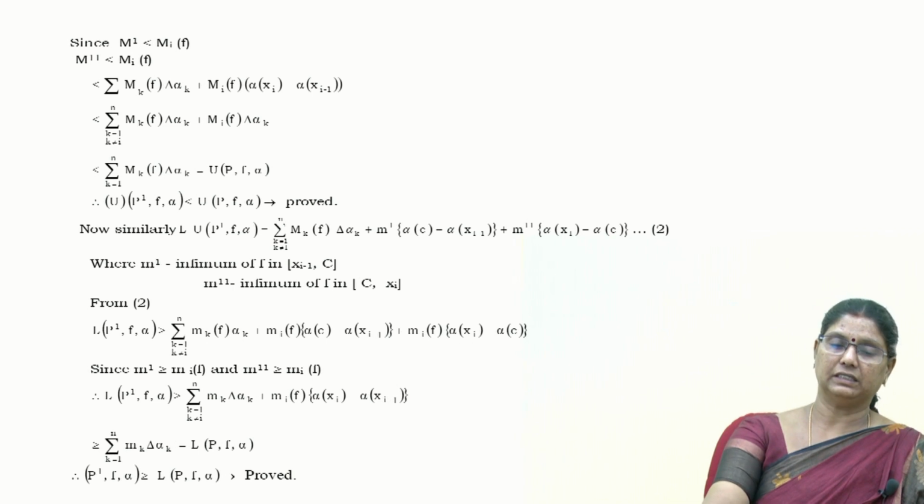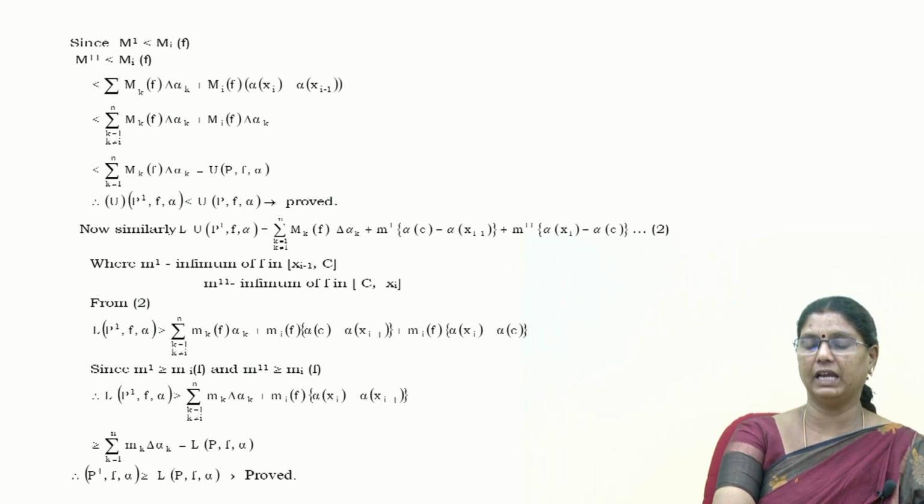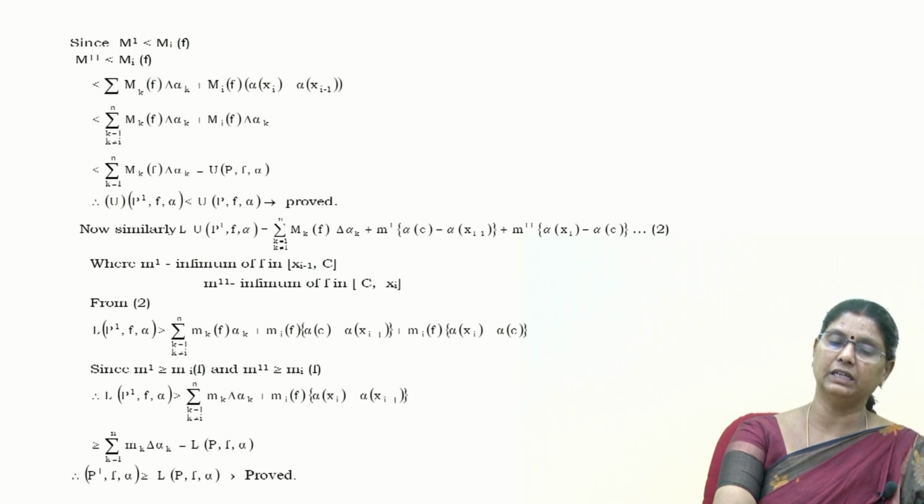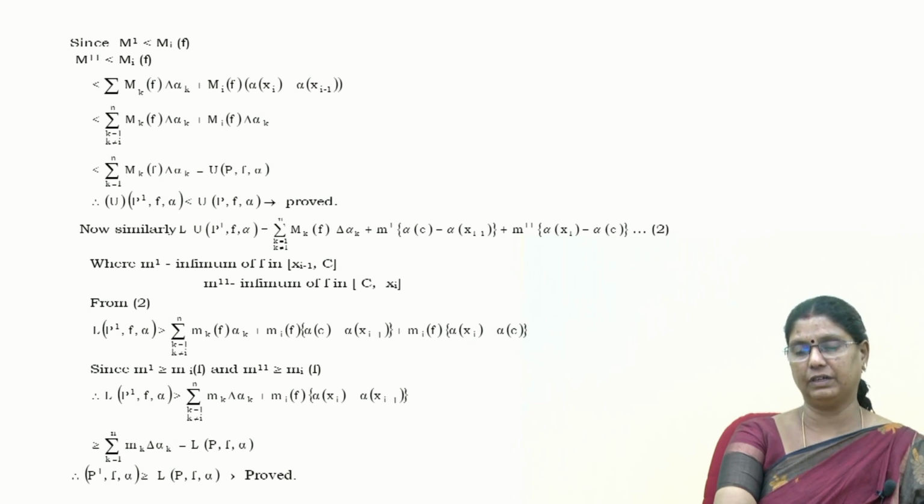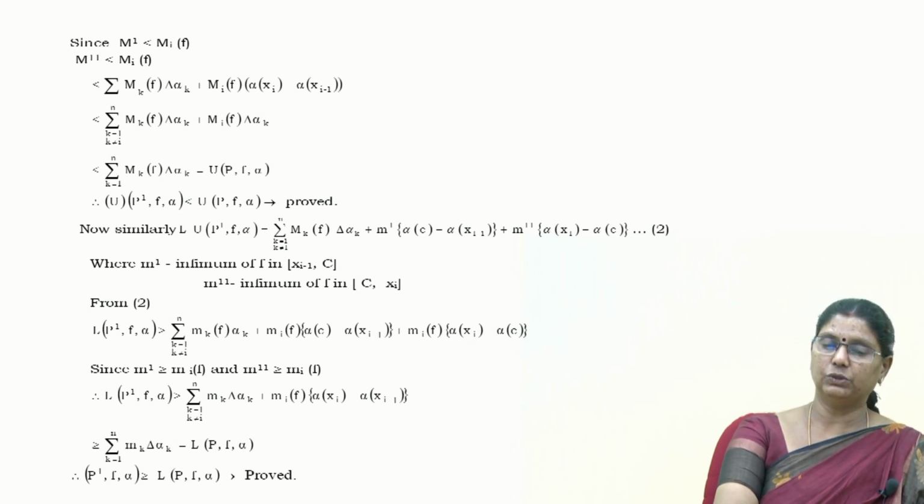Thus, we can combine the above two and write Mk of f into delta alpha k plus Mi of f into delta alpha i, and using this, the sum of k varying from 1 to n of Mk of f into delta alpha k is nothing but U(P, f, alpha). Therefore, U(P1, f, alpha) is less than or equal to U(P, f, alpha). Similarly, we use the infimum of f for the lower Riemann-Stieltjes sum, and we prove that L(P1, f, alpha) is greater than or equal to L(P, f, alpha).